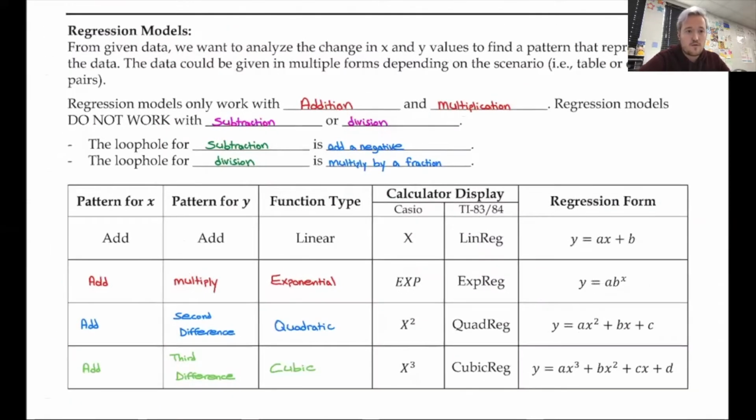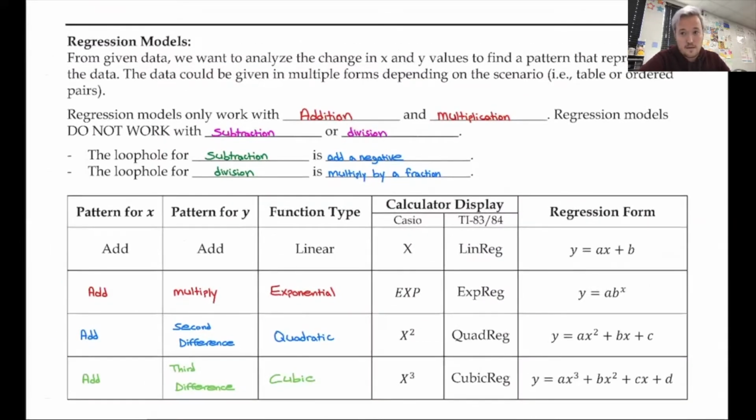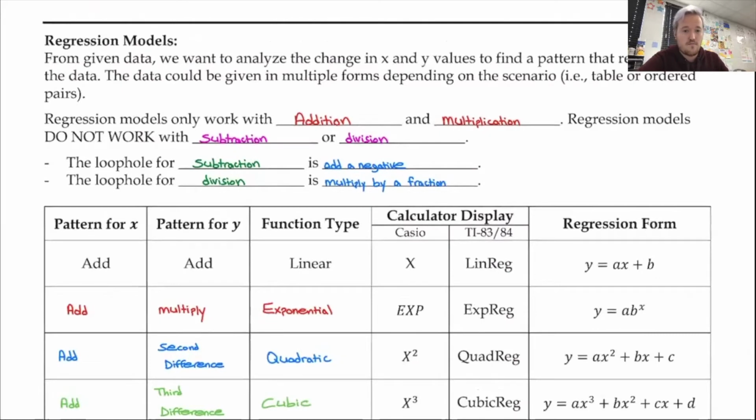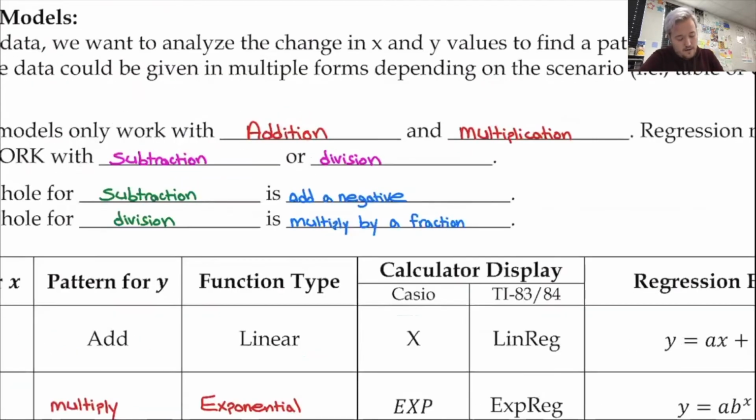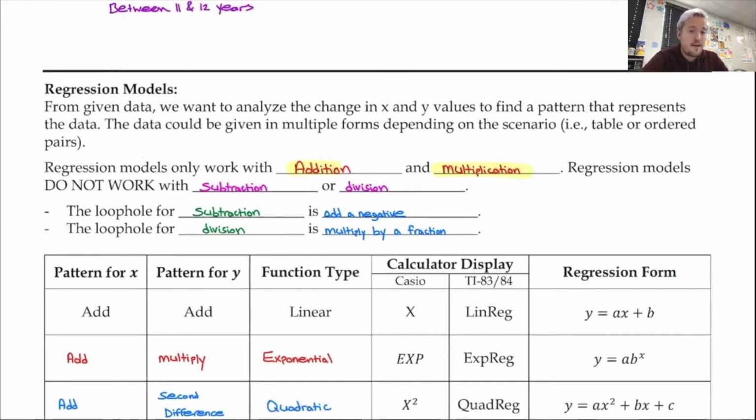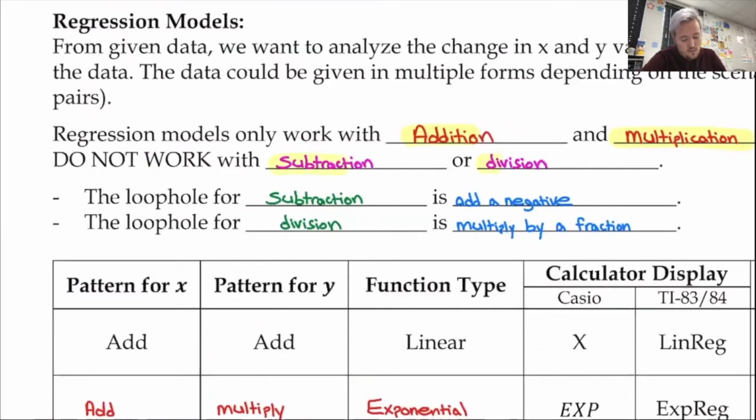Regression models are really just about analyzing data. This is not really statistics, but along the general guidelines of statistics. We want to analyze the change in X and Y values to find a pattern. When I say pattern, the only patterns that we can have are going to be addition and multiplication. So we actually cannot have subtraction or division.